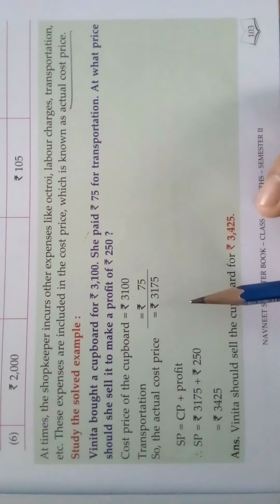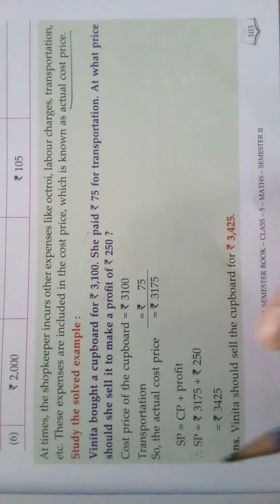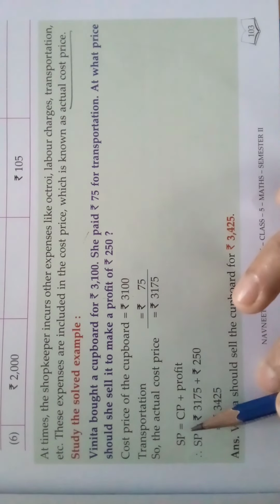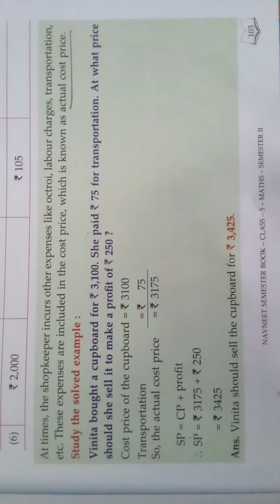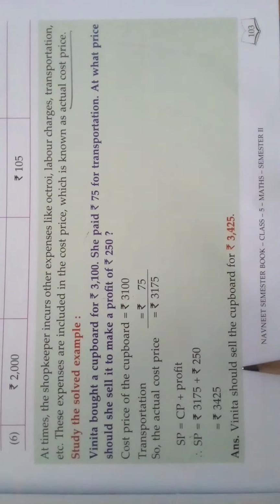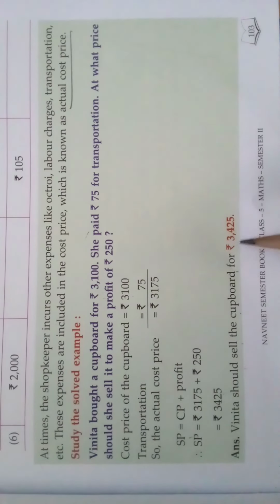3,175. But Vinita wants rupees 250 as a profit, so to get that, how much amount should she sell that cupboard for? We know selling price is equal to cost price plus profit. If we add the profit to the cost price, this amount is rupees 3,425. So, Vinita should sell the cupboard for 3,425 so that she can get the amount 250 as the profit. Understood children? So, this is about the thing, okay.